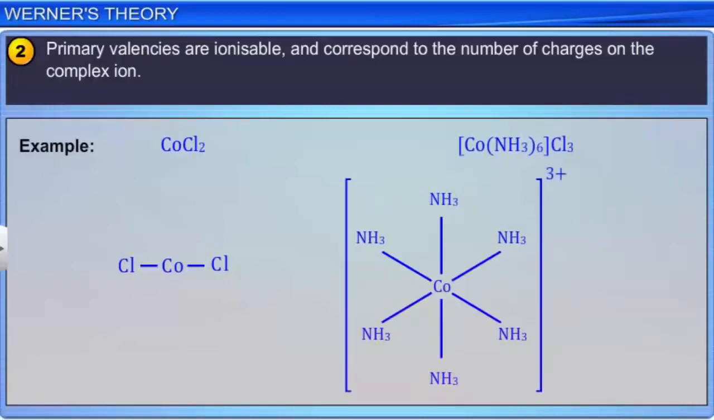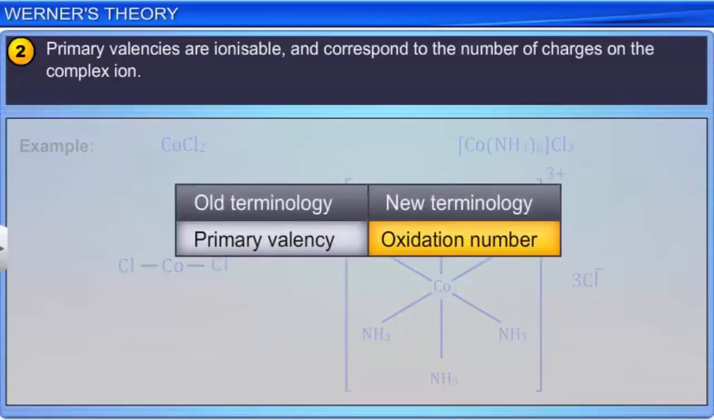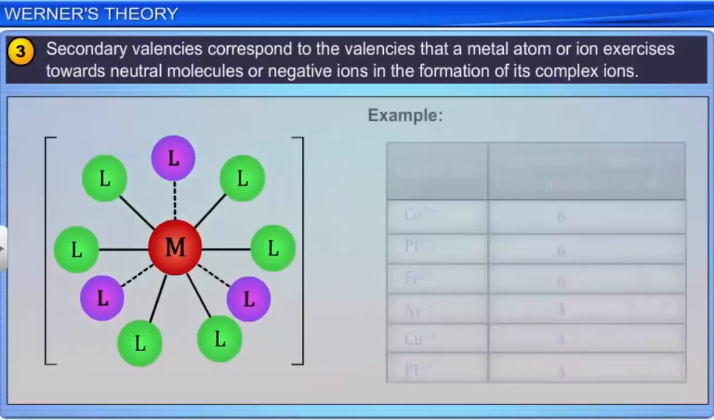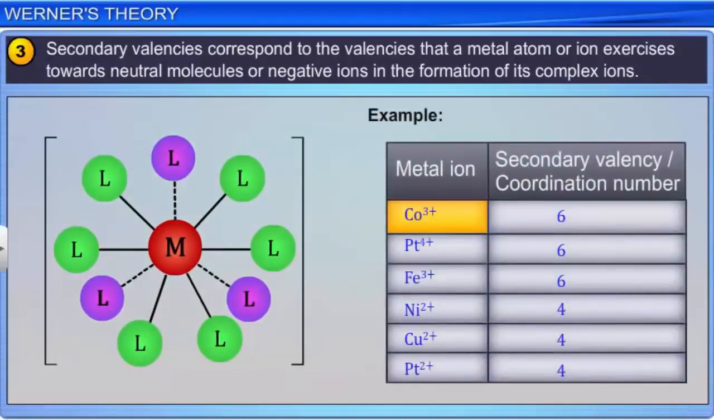The third postulate is that secondary valencies correspond to the valencies that a metal atom or ion exercises towards neutral molecules or negative ions in the formation of its complex ions. Every metal has a fixed number of secondary valencies or coordination number. For example, cobalt 3+, platinum 4+, and iron 3+ ions are recognized to have a coordination number of 6. Similarly, nickel 2+, copper 2+, and platinum 2+ ions have a coordination number of 4.